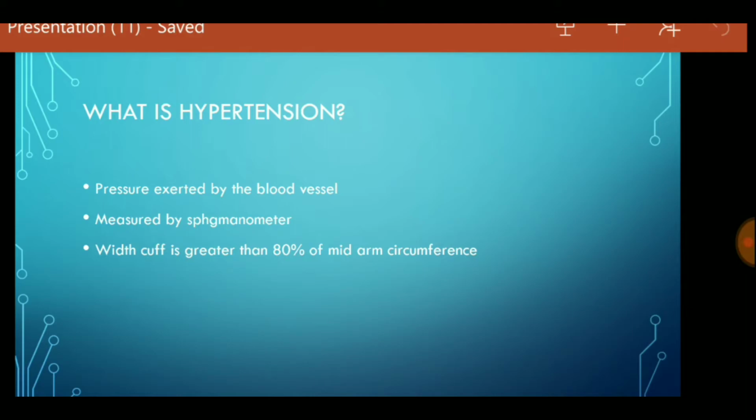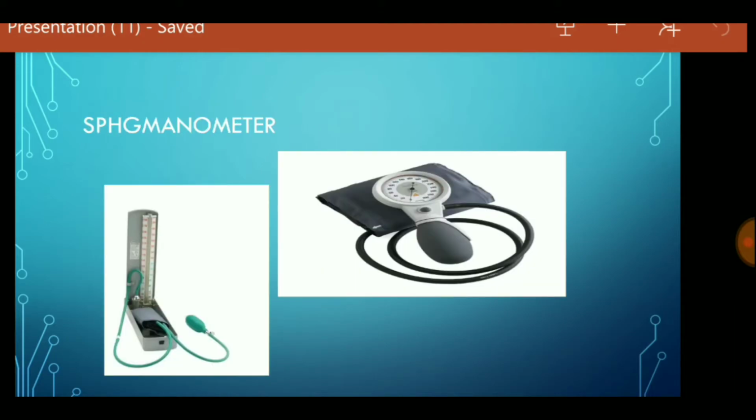The width of the cuff is greater than 80% of the MAC, that means mid-arm circumference. It is greater than 80% of the width. Okay, next we are going to know a few details about this sphygmomanometer. There are two types, manual and automated. In manual you are going to use the mercury column in order to read the recordings of the BP, both systolic and diastolic.